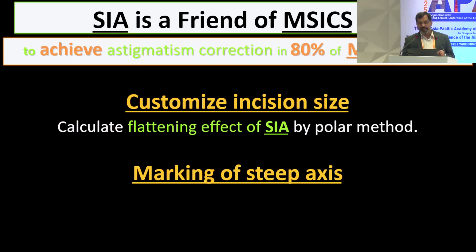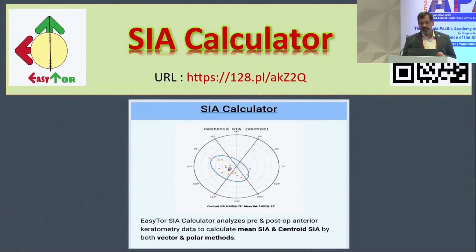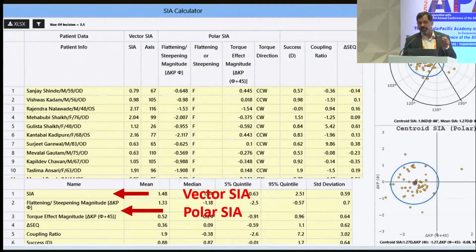For this, we have to calculate the flattening effect which is caused by the SIA, and we have to mark the steep axis properly at the perfect place. So for calculation of SIA, we have developed this SIA calculator. You can access it by this QR code or by the URL. This calculator is based on polar and vector methods both. Those who want to do toric lens, in the upper part here the centroid SIA is calculated same as by the Dr. Warren Hill method.